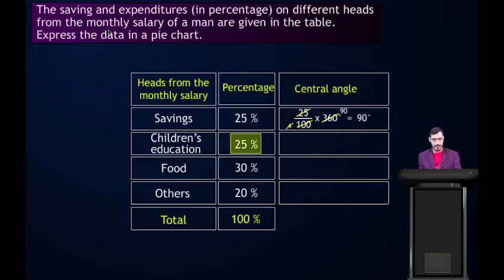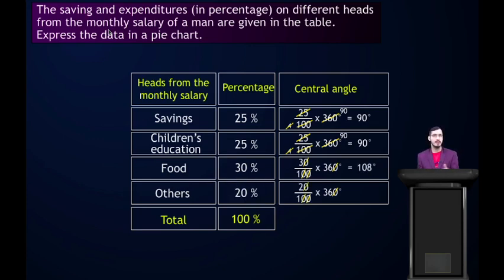Then in the second row, children's education percentage is 25%, so 25 by 100 into 360. In the third one, food, 30 by 100 and multiply by 360. So here you can see 3 sixes are 18, that is 108. And 20 by 100 into 360, that is 72 degree. So these are our central angles.